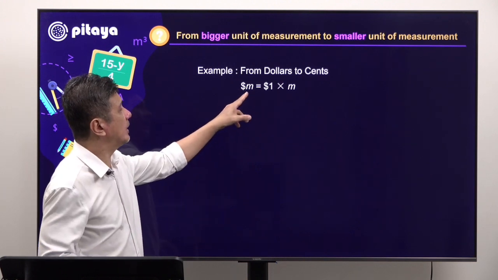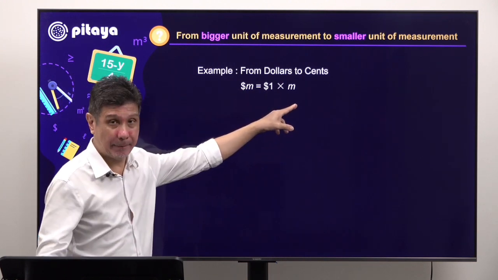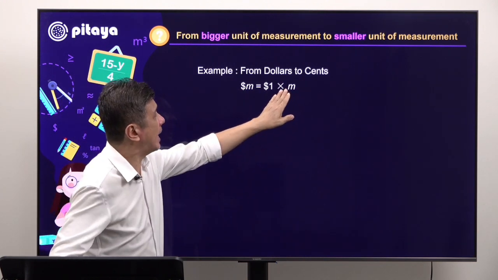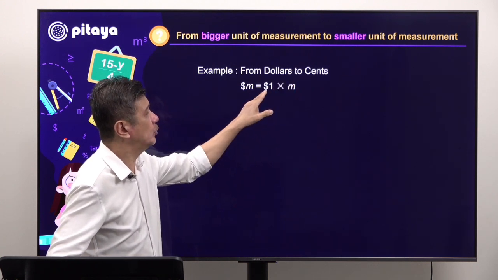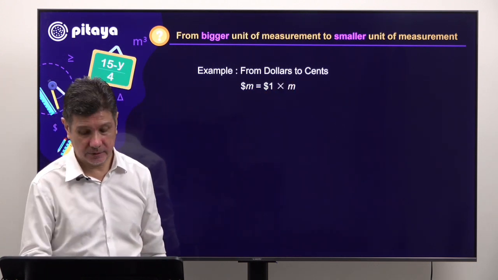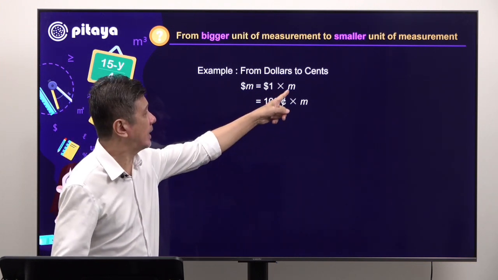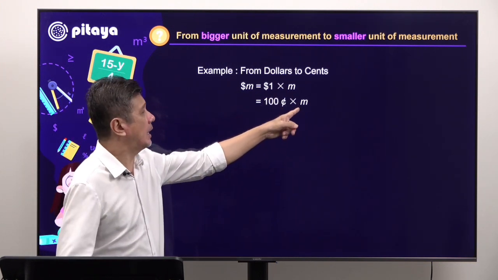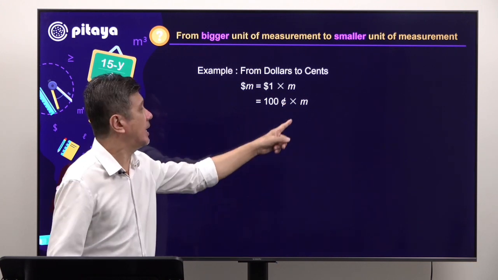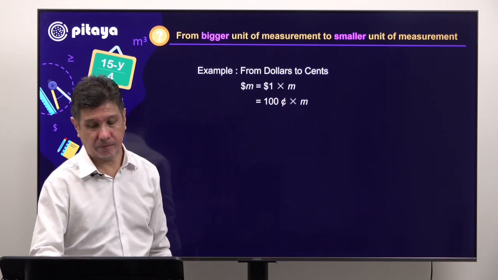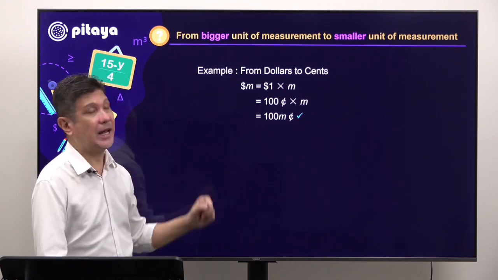Okay? So M dollars is actually $1 times M. So this M, put it aside, and I'm going to do the conversion for the $1. So $1 is actually 100 cents. Okay? The times M is still as it is. Now that this conversion is done, I put the M back in. So it is 100M cents.